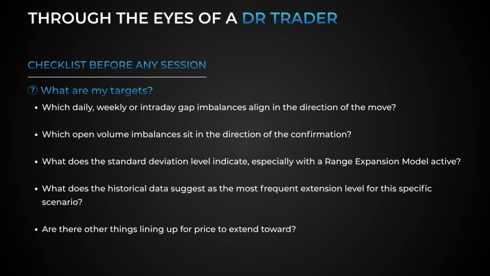7. What are my targets? Which daily, weekly, or intraday gap imbalances align in the direction of the move? Which open volume imbalances sit in the direction of the confirmation? What does the standard deviation level indicate, especially with a range expansion model active? What does the historical data suggest as the most frequent extension level for this specific scenario? Are there other things lining up for price to extend toward?